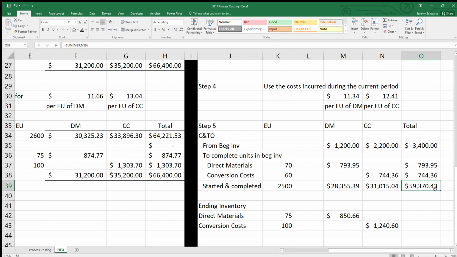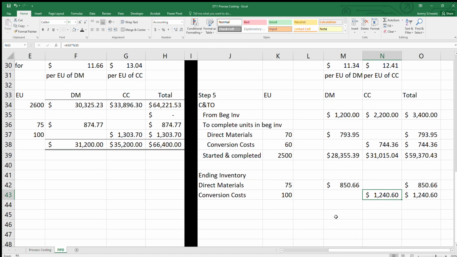And so copying these formulas down and then coming across, bottom border there, we will see that we have the same 31,200 accounted for, 35,200, and 66,400.